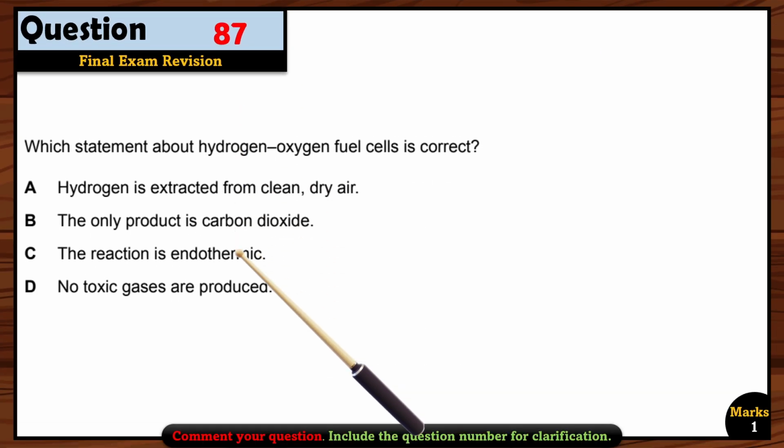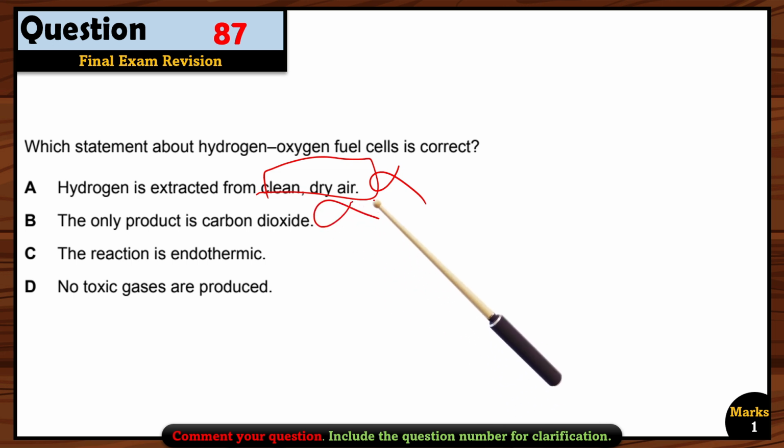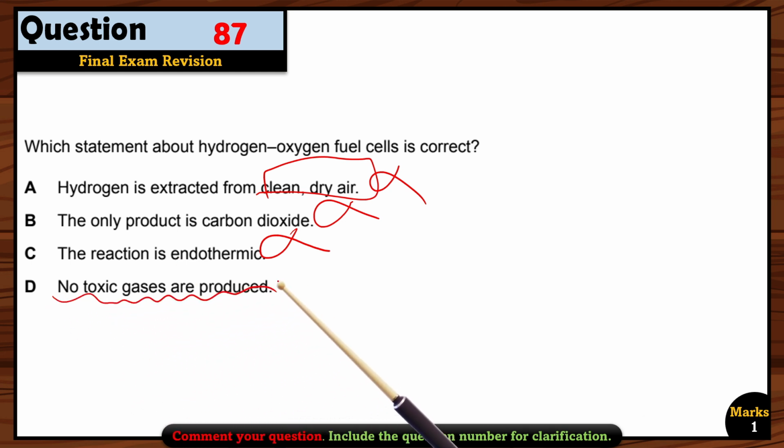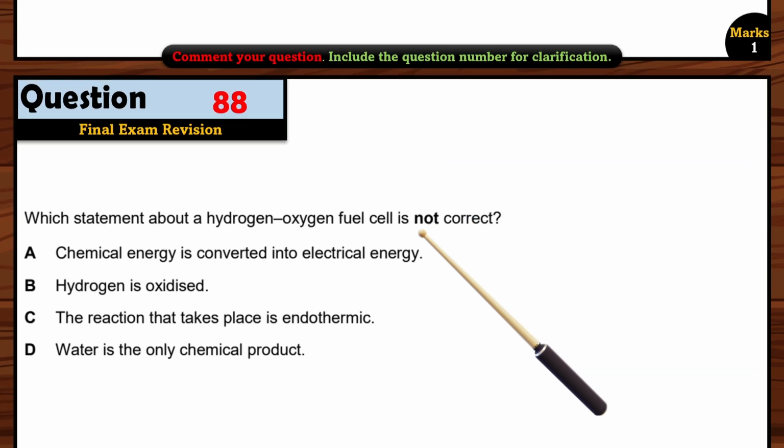Which statement about a hydrogen oxygen fuel cell is correct? Hydrogen is extracted from clean dry air. That's wrong. The only product is carbon dioxide. That's also wrong. It's not the product. The reaction is endothermic. That's wrong. It is exothermic. It's producing heat and electricity. So no toxic gases are produced. That's the right option. So option D is the only right option.